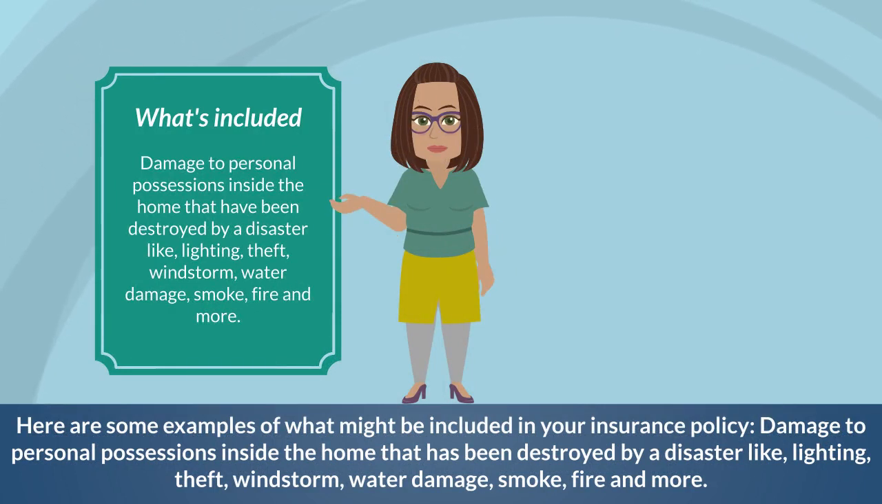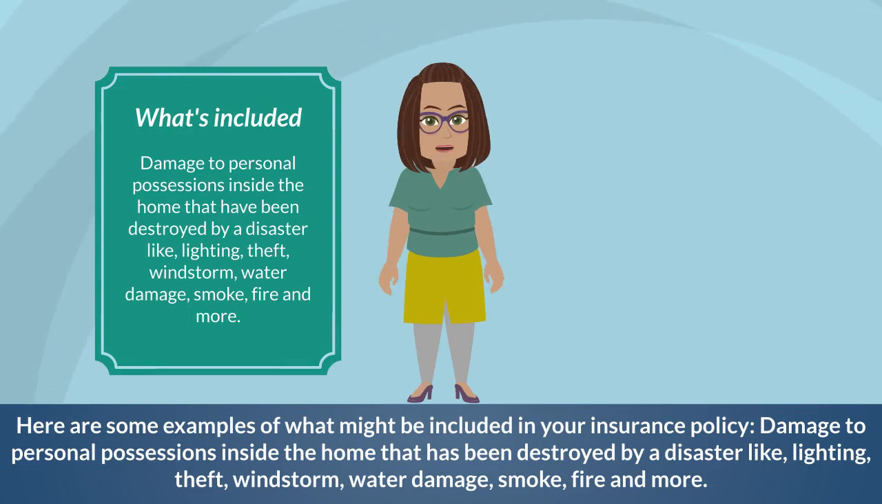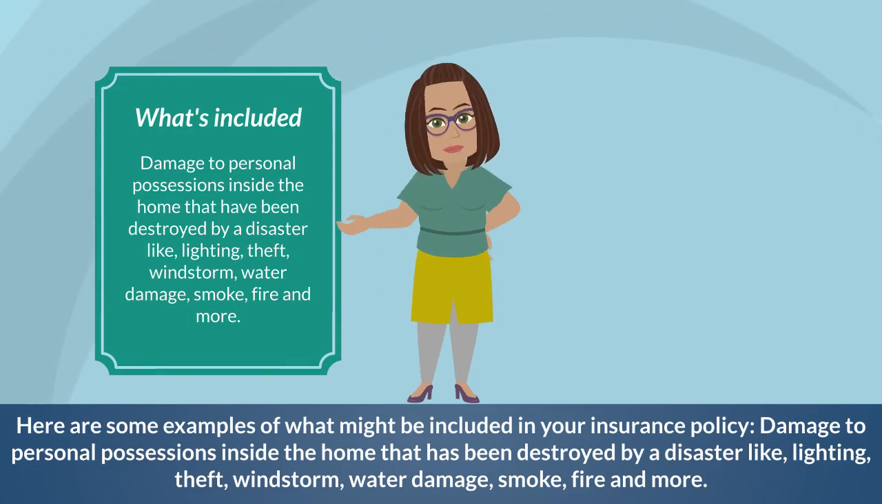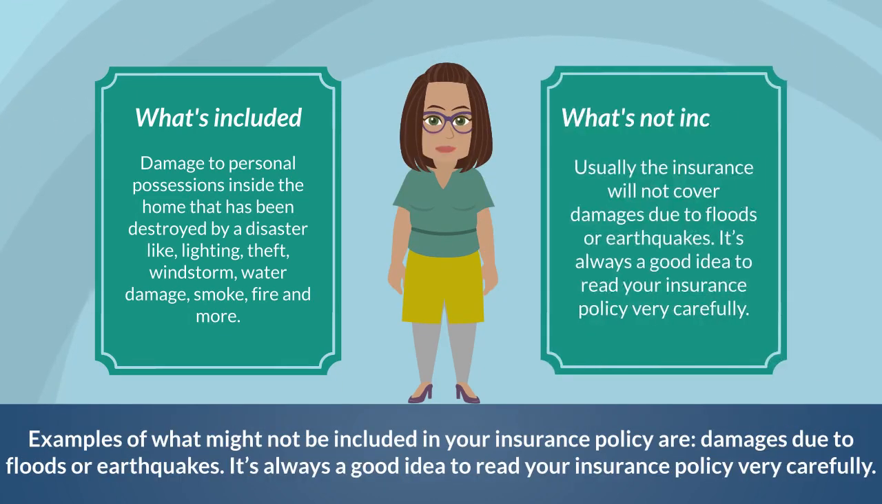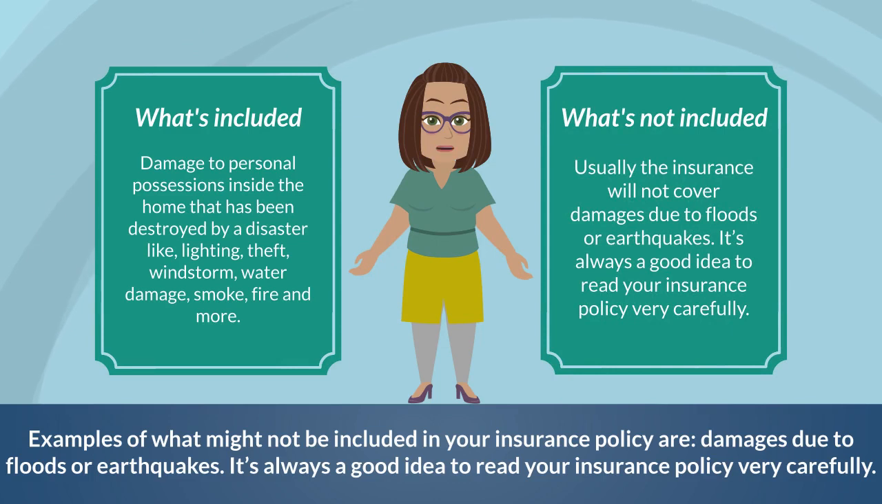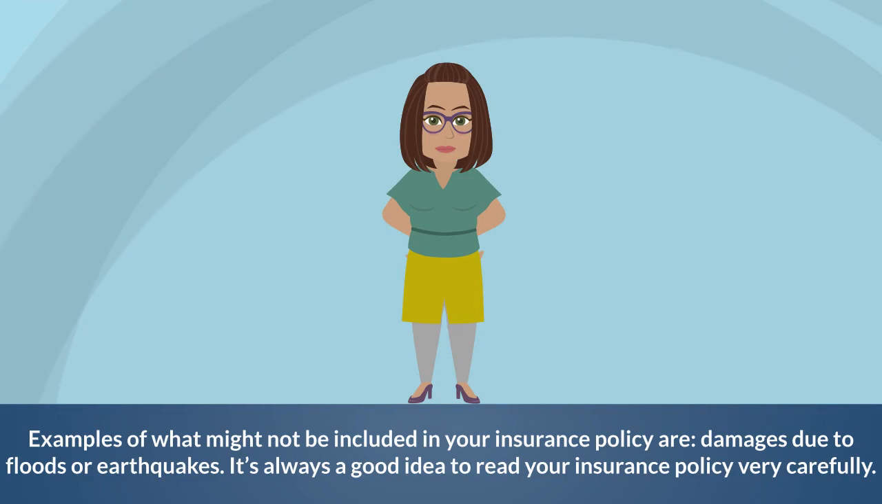Damage to personal possessions inside the home that have been destroyed by a disaster like lightning, theft, windstorm, water damage, smoke, fire, and more. Examples of what might not be included in your insurance policy are damage due to floods or earthquakes. It's always a good idea to read your insurance policy very carefully.